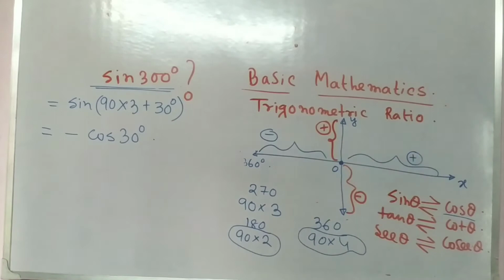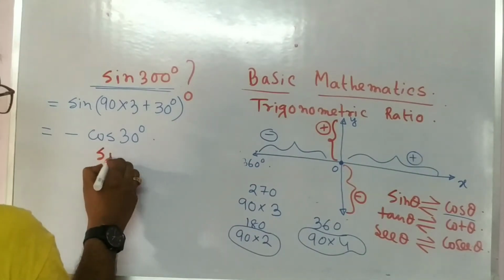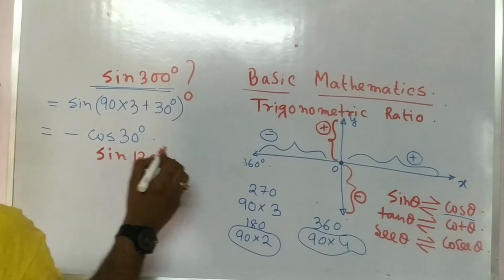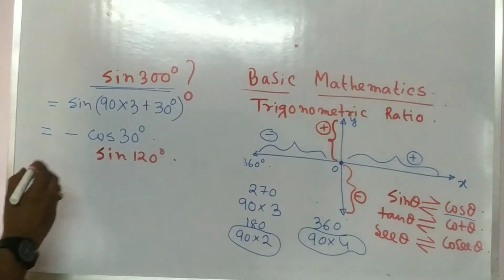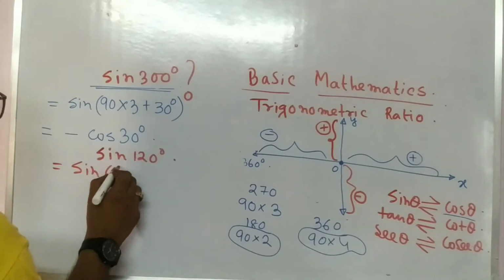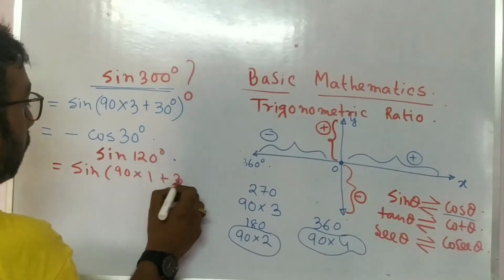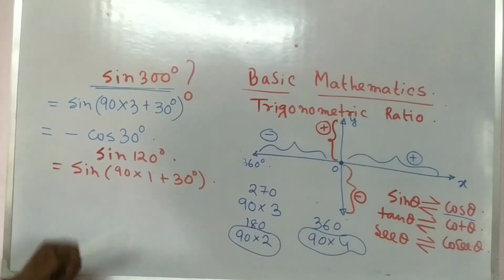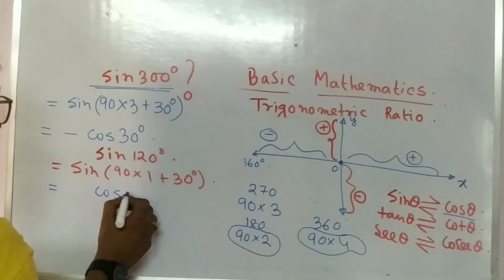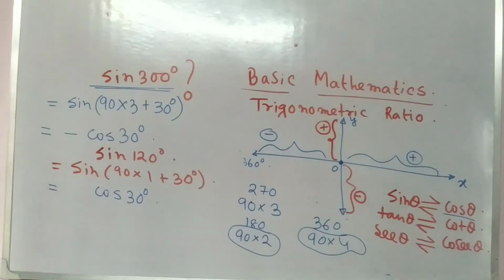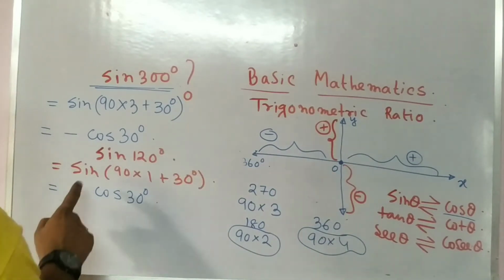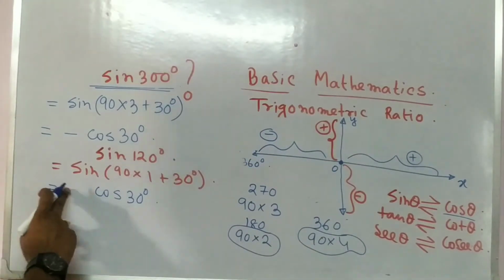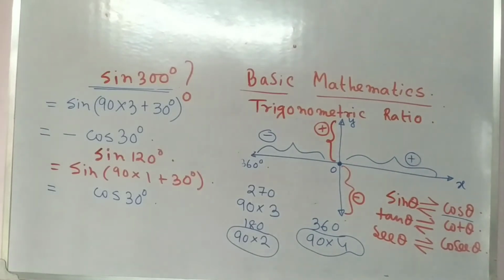Clear? If we take sine 120 degree, okay, how we will find this? We can write it sine of 90 into 1 plus 30 degree. Now you see, this is the odd multiple of 90, so sine will change to cos 30 degree, and 120 degree lies in the second quadrant. In the second quadrant, sin theta is positive, so you don't need to write the sign.